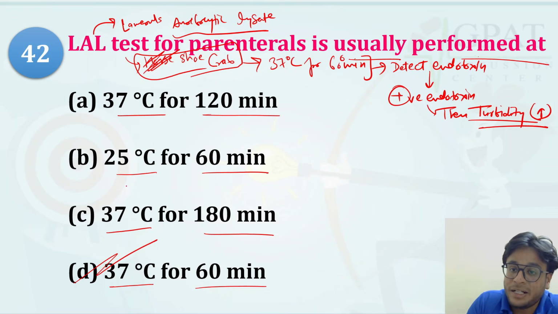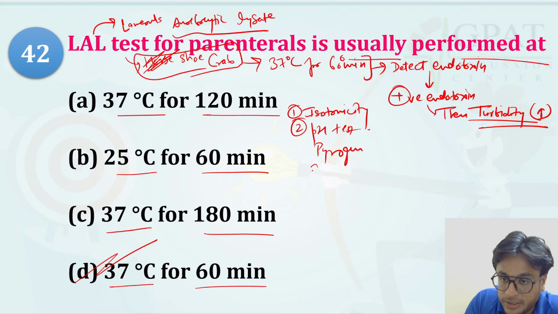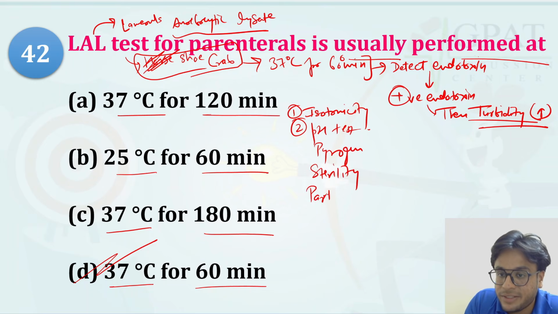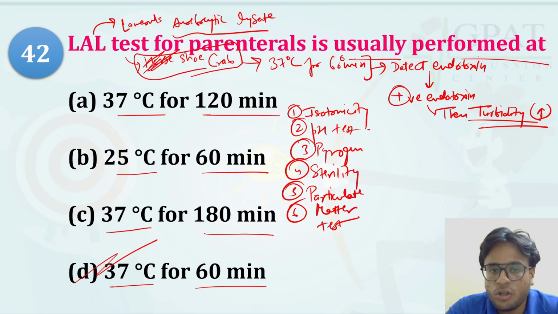There are different other tests that can also be done for parenterals. That can be the isotonicity test, the pH test, the pyrogen test, the sterility test, the particulate matter test. So these are some other tests that are also utilized for your parenterals. So D is going to be the correct option.